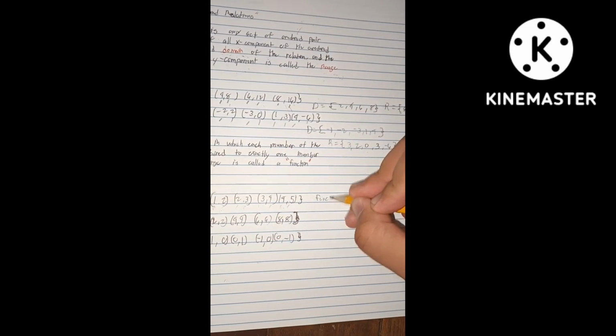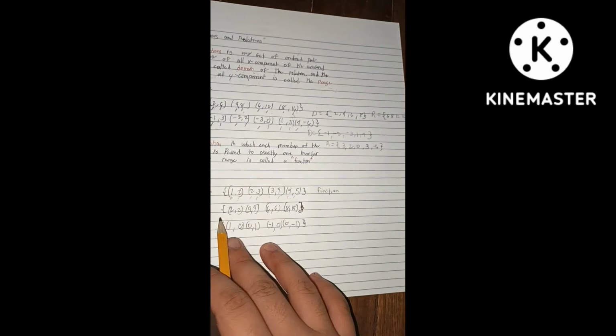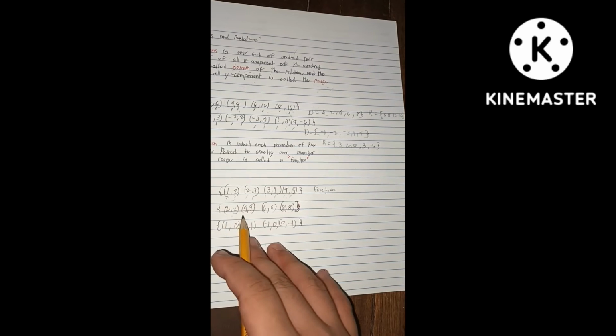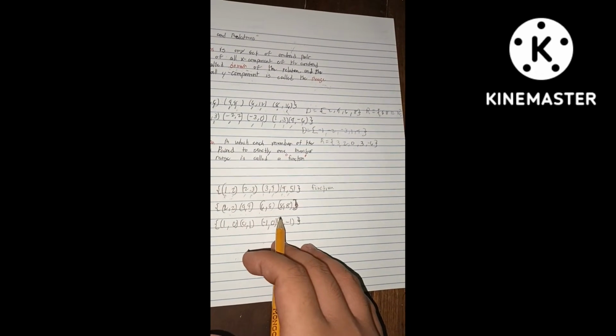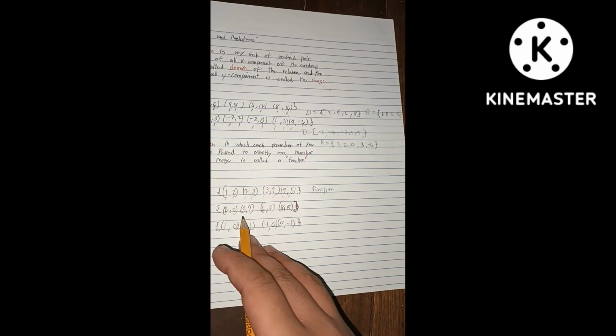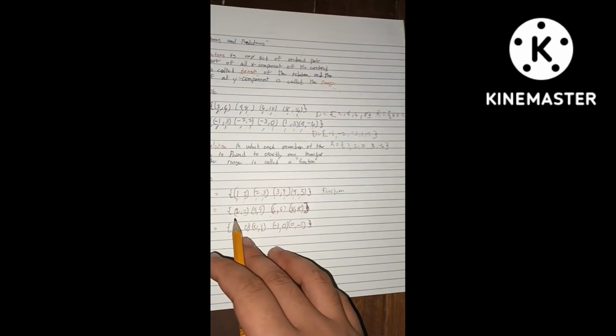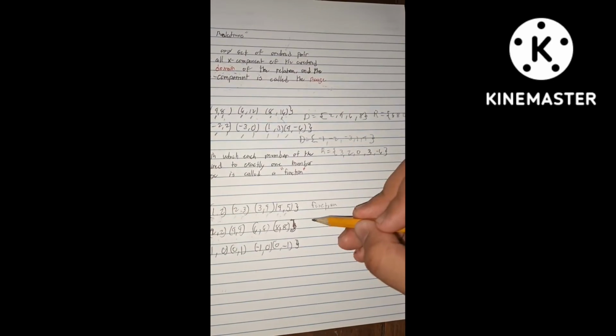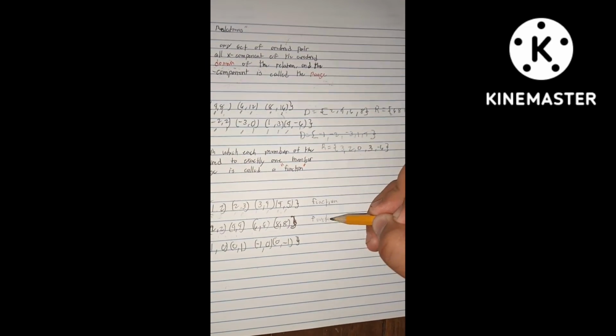So number 1 is a function. As for number 2, we have (2, 2), (4, 4), (6, 6), (8, 8). A unique set of input and output. It's still the same way, so number 2 is a function.